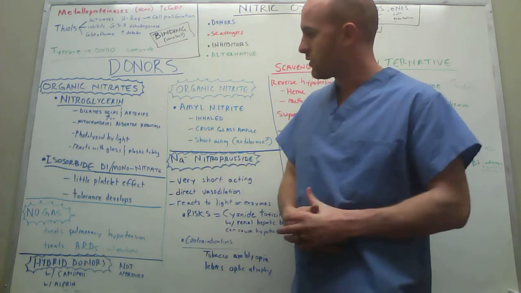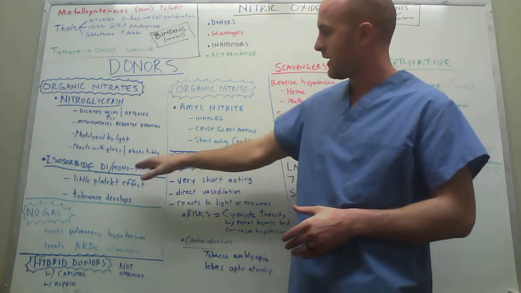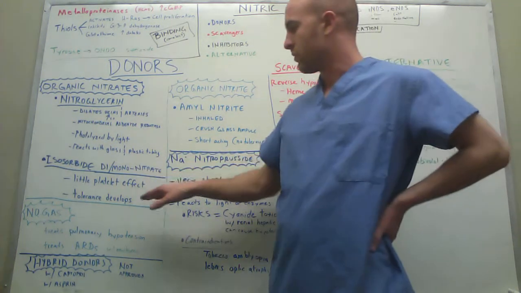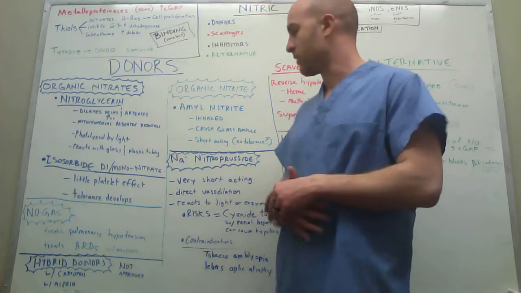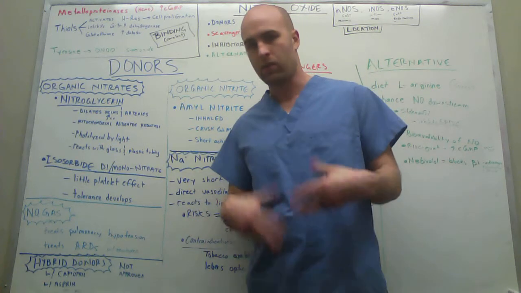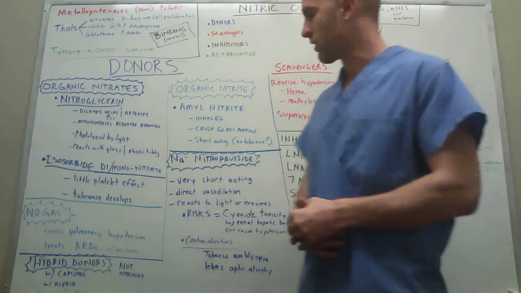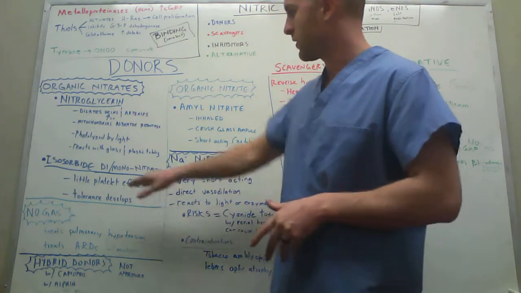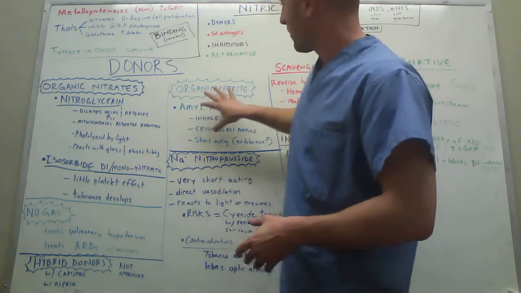Next, the isosorbide di or mononitrate. This has very little platelet effect, so it doesn't affect the platelets very much. But if you use it for a while, it's going to cause some tolerance, and of course, it does the same things as other nitric oxide donors: vasodilation, probably arterial. Okay, so now I'm going over here. Let's hit this one next.